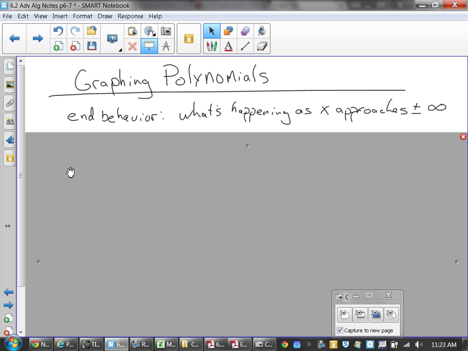Now, the book writes this backwards, so be careful when you read it in your book. It's worded a little bit differently. But I do want to relate this end behavior to a little bit of what we were working on with synthetic substitution.